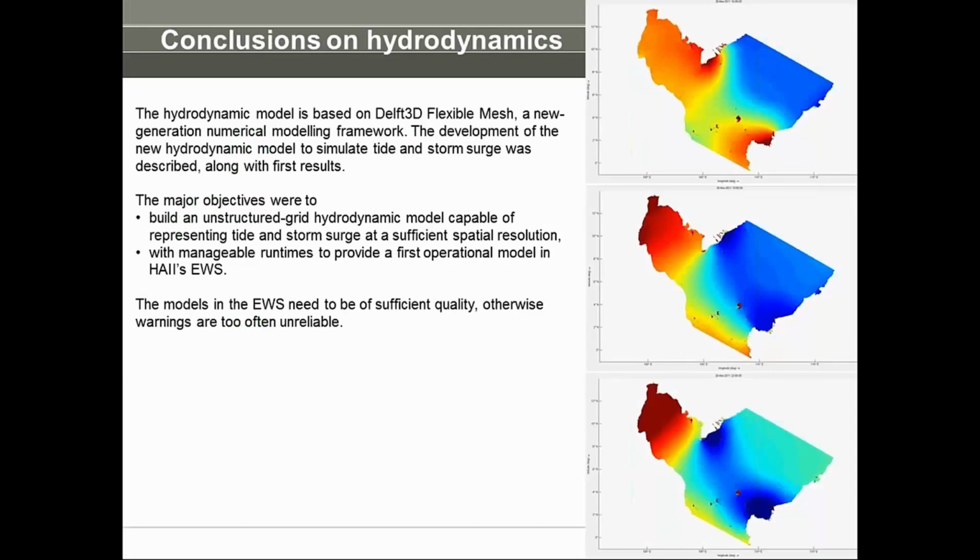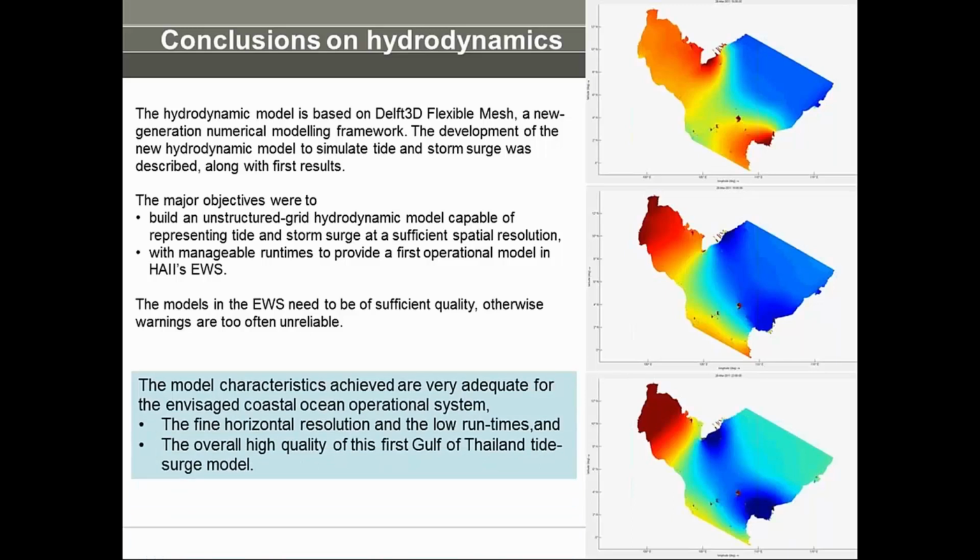We used the Delft3D Flexible Mesh in the Gulf of Thailand to really do the best that we could to have an efficient and effective model. So we built an unstructured grid model capable of representing tide and storm surge at a sufficient spatial resolution. Sufficient is important. And we wanted these to have manageable runtimes, so to provide the first operational model to run in HAII. Of course, these forecasts need to be of sufficient quality, otherwise warnings issued based on them could be unreliable.